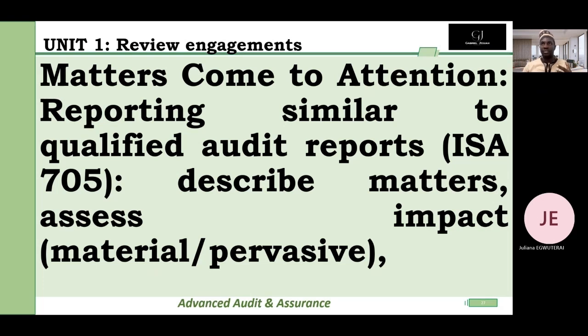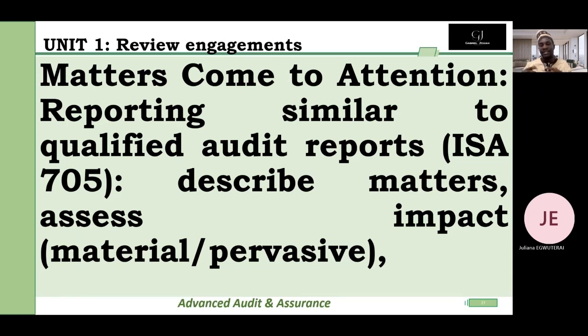We'll see all those reporting formats in chapter 14, I think, speaking to reporting. And qualifying somebody's report means that there are issues. Unqualifying a client's report means there are no issues. So qualified reports is covered in ISA 705. We'll be looking at that in reporting, chapter 14.